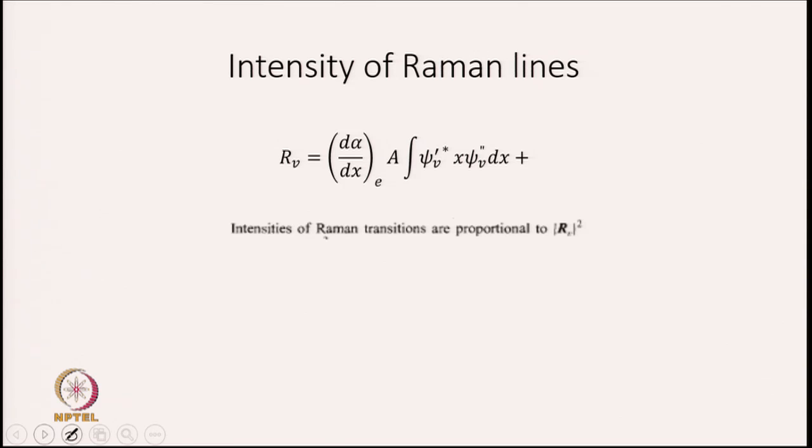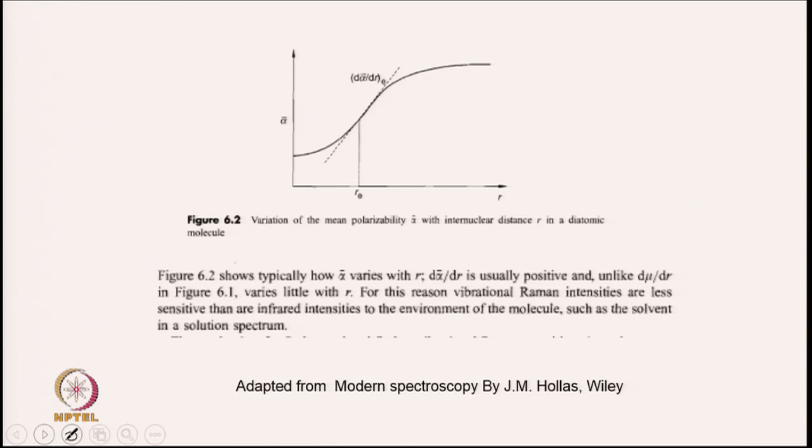Intensity is proportional to (dα/dx) squared, and so by looking at how dα/dx changes, we can tell about the intensity of Raman lines. So, this is how alpha changes with x. Depending on the slope at a given position, you can calculate (dα/dx) squared, and that is basically proportional to your intensity.